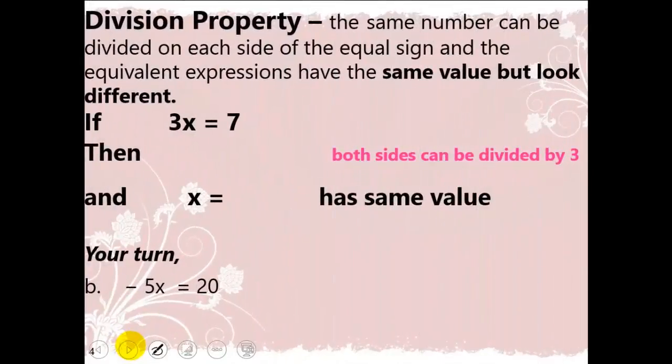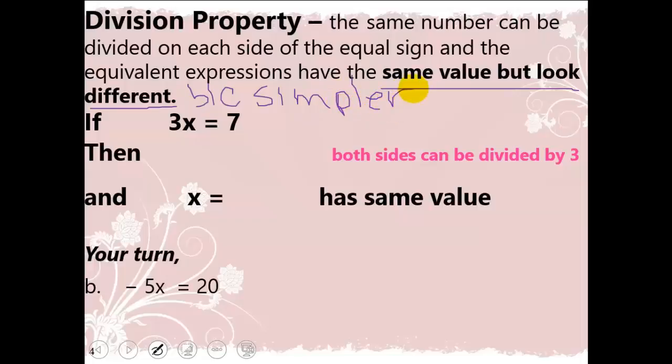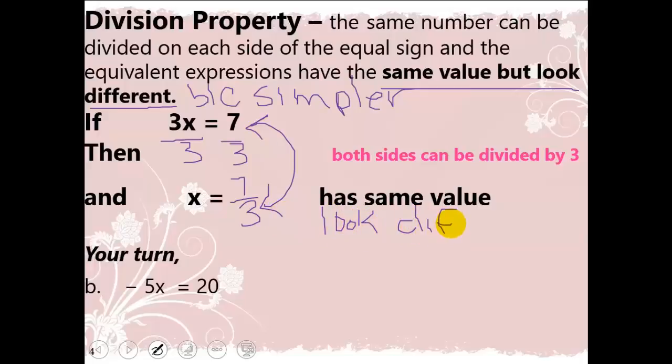The division property says that the same number can be divided on each side of the equal sign. And again, what are we trying to do? We're trying to make simpler equivalent expressions. Expressions that have the same value but look different because they are simpler. So if 3x is equal to 7, then I can divide both sides by 3, and then x equals 7/3. These are equivalent, and actually we've solved that one. It has the same value, looks different.